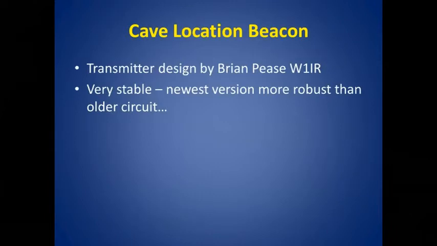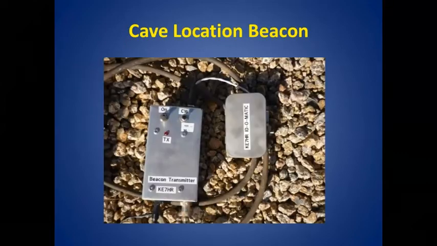The transmitter design that I use is designed by Brian Pease. W1IR is his amateur radio call sign. Brian's done a lot of work on different transmitter designs. There have been transmitter designs for location beacons for just about 100 years. Back in World War I, they had something somewhat similar to what we use today. But the new versions are very stable. The newest version is much more robust than one of Brian's older circuits that I found out on a location that I was doing one day.